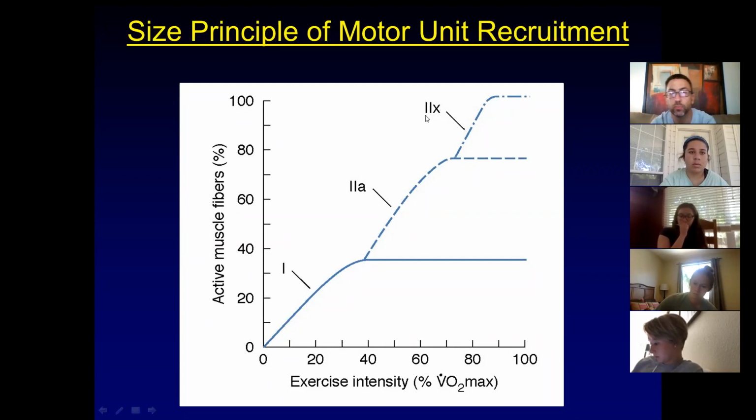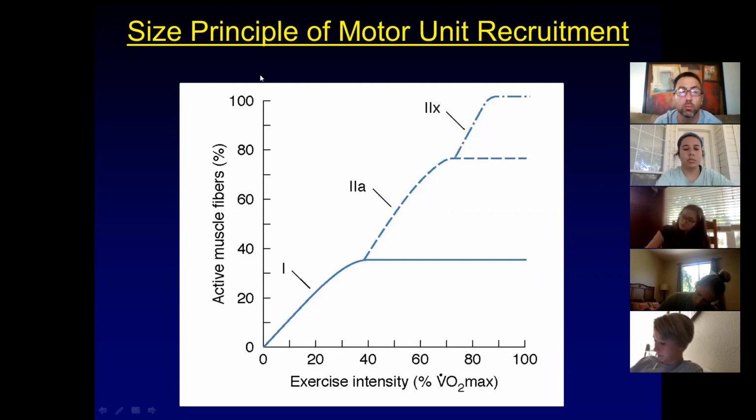And so that's good, because if we went in the opposite order, where you did the type 2X ones first, you do like one contraction, and then those muscle fibers would be fatigued and you couldn't use them anymore. And so now after one contraction, you've reduced your total ability to generate force by 5% or 10% or something. Okay. So that's the usefulness of recruiting the type 1s first.